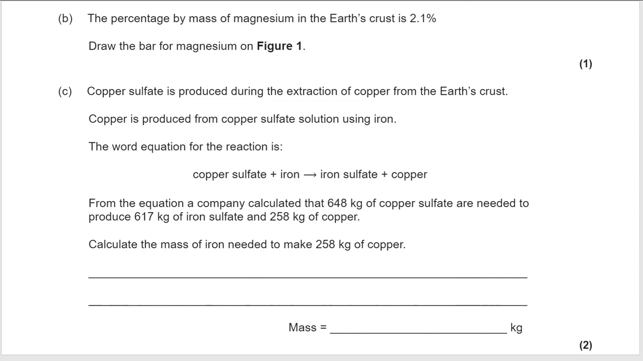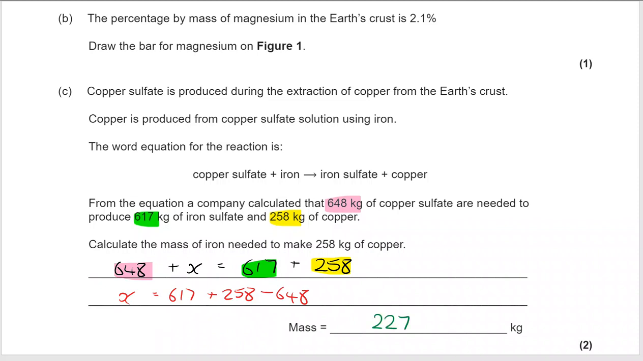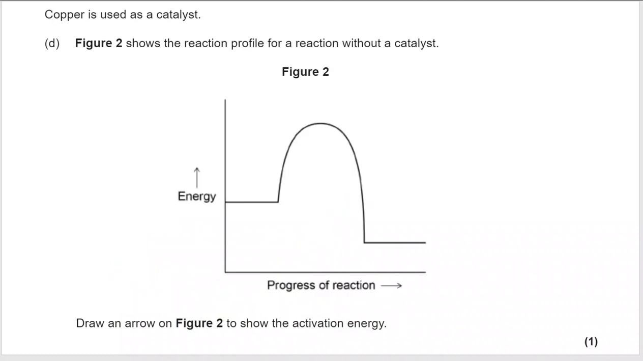The total mass of reactants is equal to the total mass of products. That allows me to take this data and say 648 plus X is 617 plus 258. I can rearrange that to make X the subject. X is 227 kilograms. On to part D.